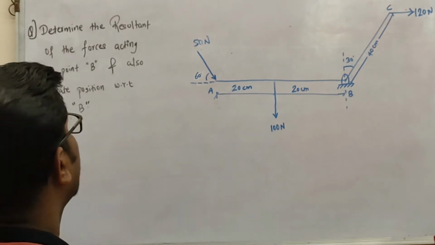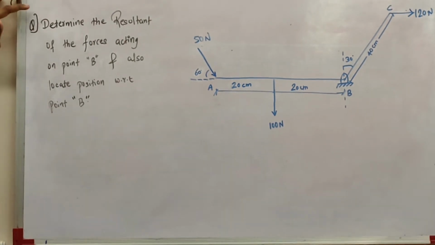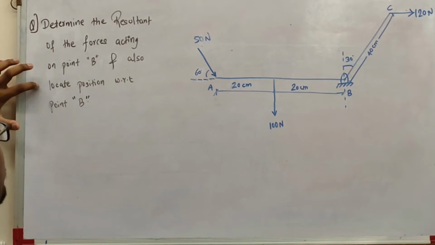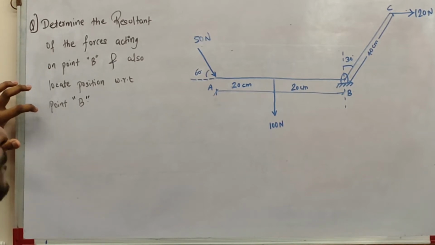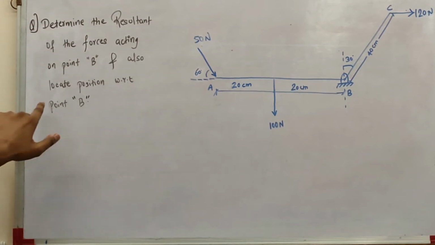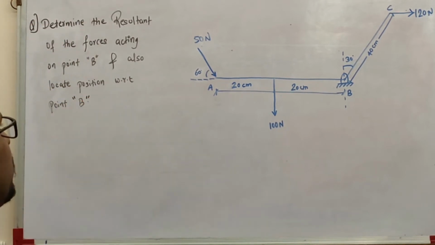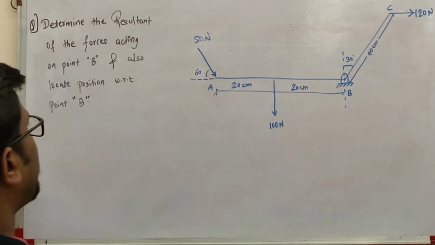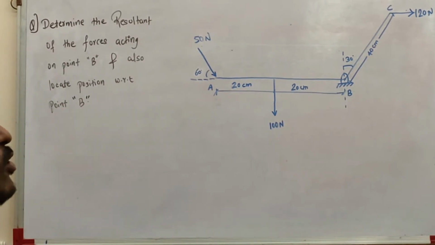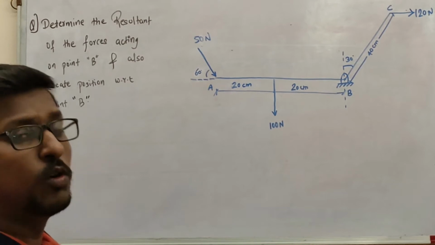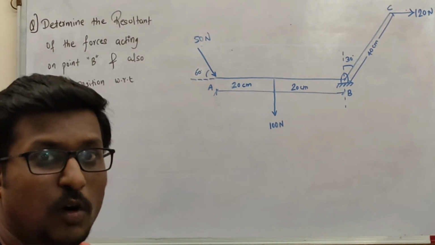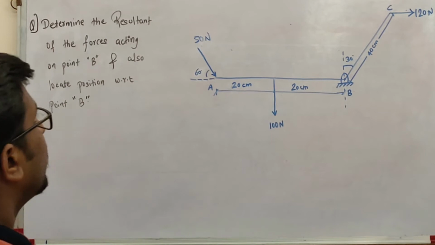In this sum, they have asked to determine the resultant of the forces acting on point B and also locate its position with respect to point B. What does it mean? Locate position with respect to point B means you have to find the distance with respect to point B. Now before we find the distance, you should know the value of resultant. So let us calculate the resultant first.